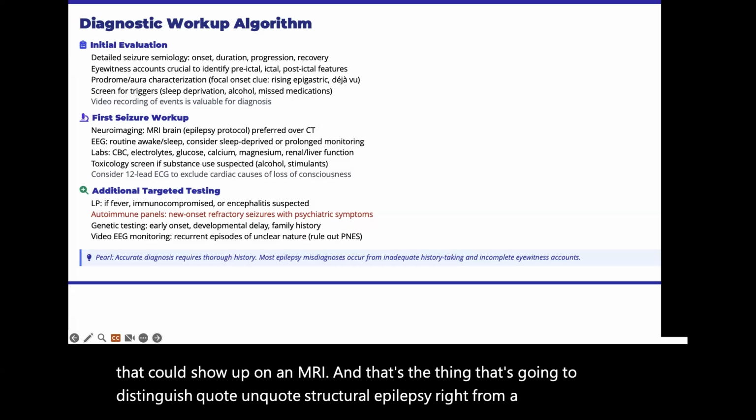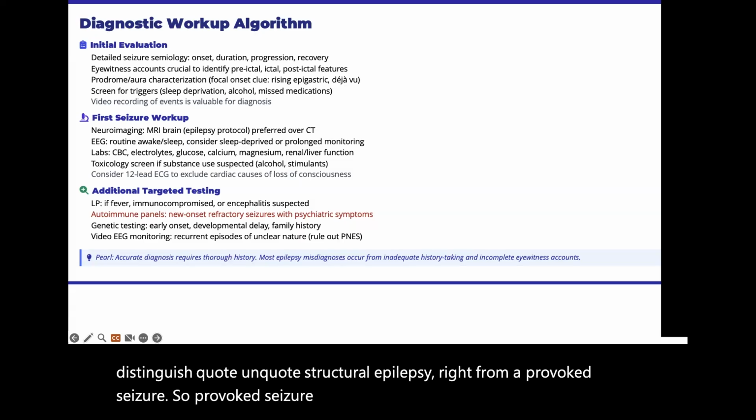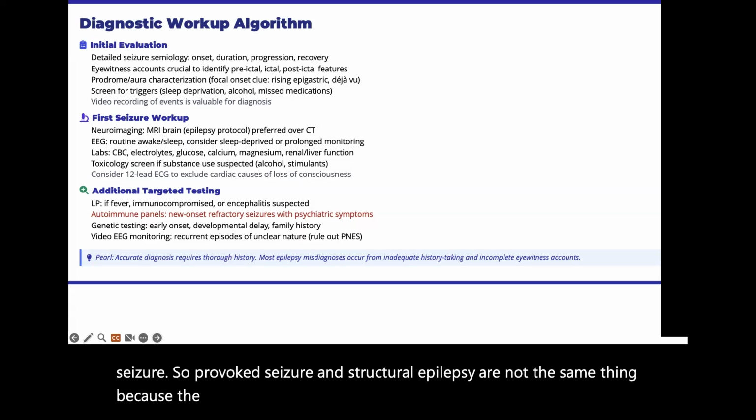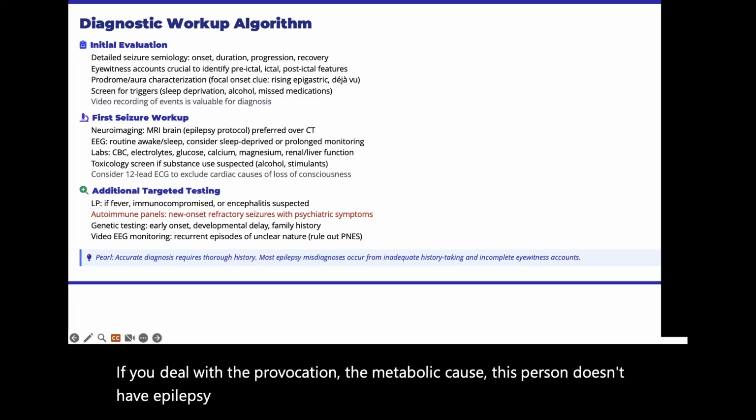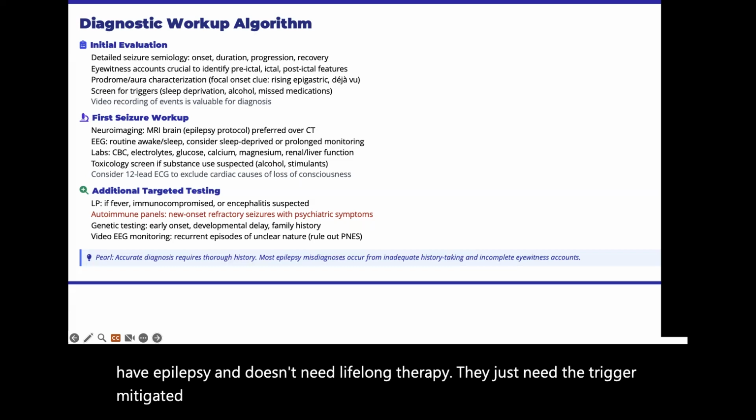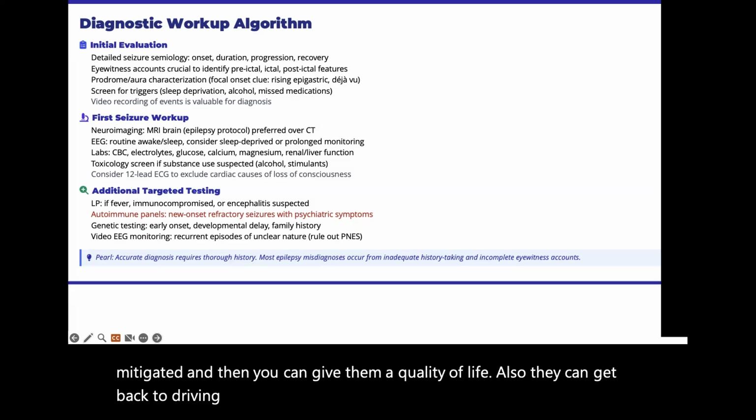So provoked seizure and structural epilepsy are not the same thing, because the theory is that if you deal with the provocation, the metabolic cause, this person doesn't have epilepsy and doesn't need lifelong therapy. They just need the trigger mitigated, and then you can give them a quality of life. Also, they can get back to driving and leading a normal life.